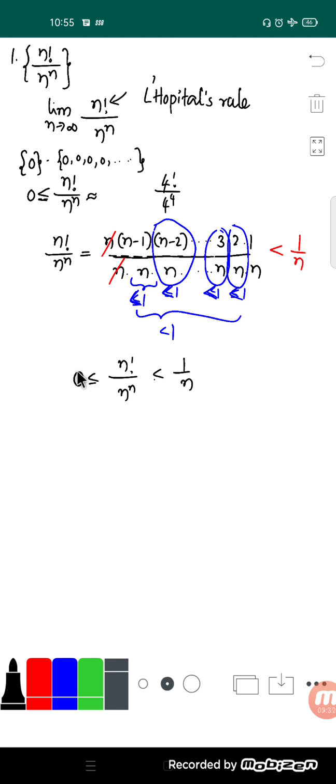So you can see that this is a 0 sequence which converges to 0. This is the 1 by n sequence, and as n tends to infinity, this also converges to 0. So n factorial by n to the power of n is sandwiched between these two, and must converge to 0. So we can conclude that the sequence n factorial by n to the power of n converges to 0.